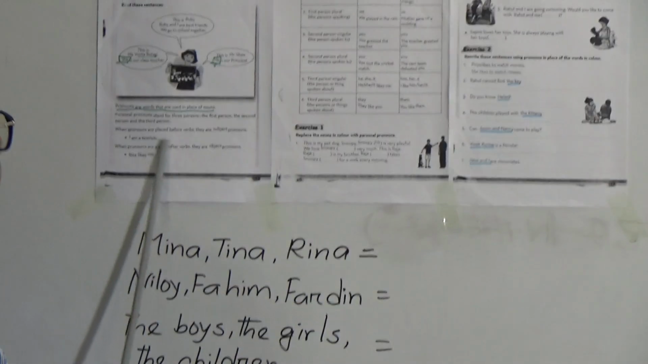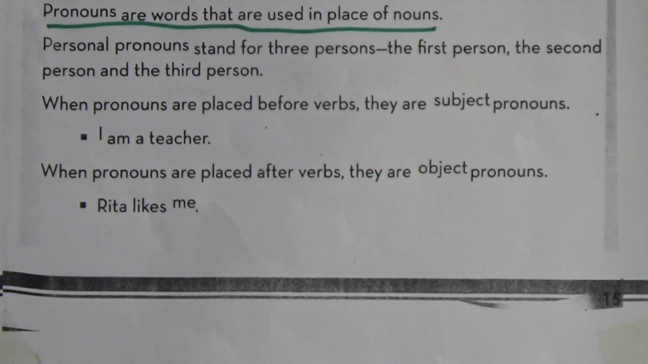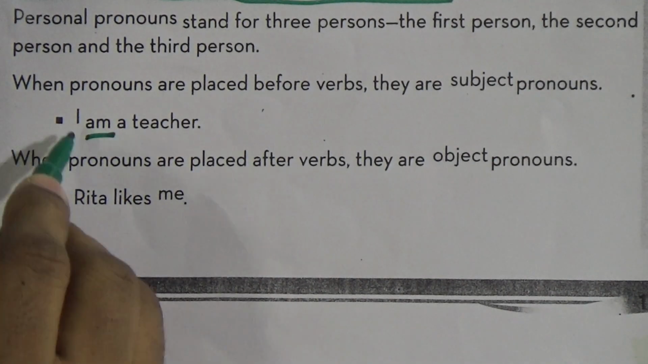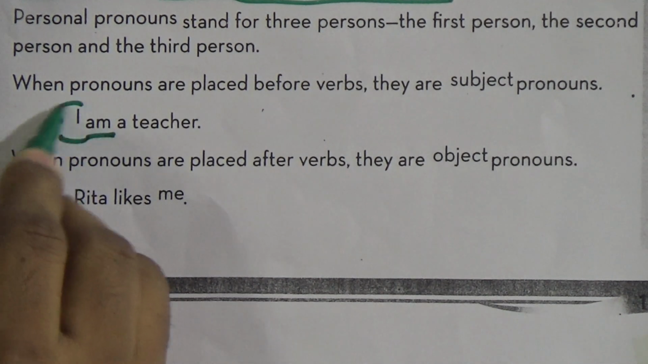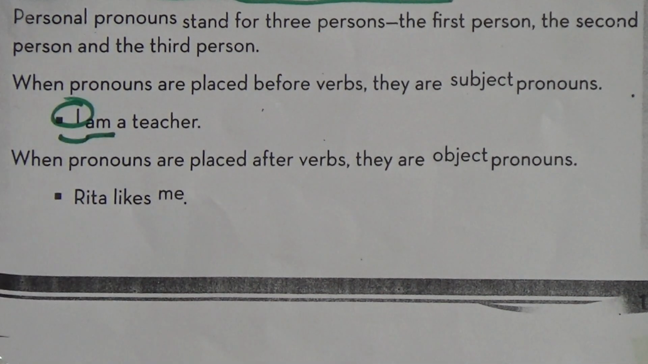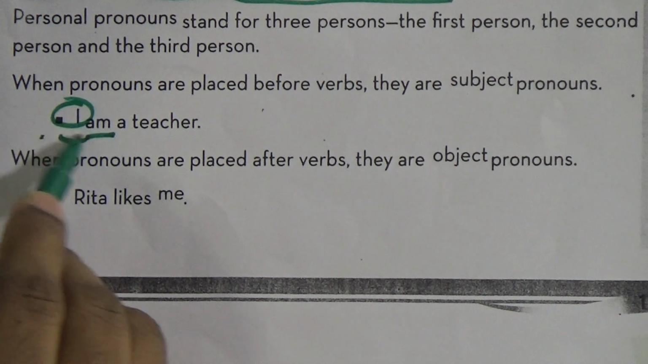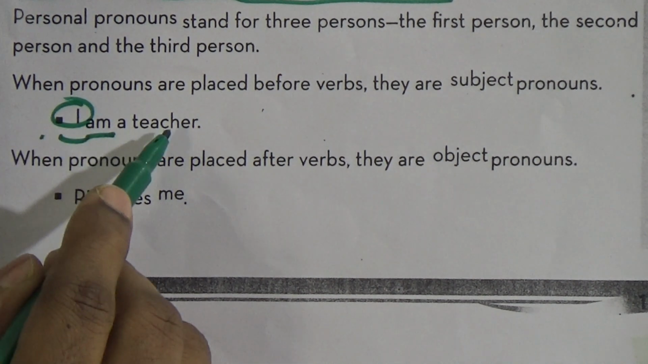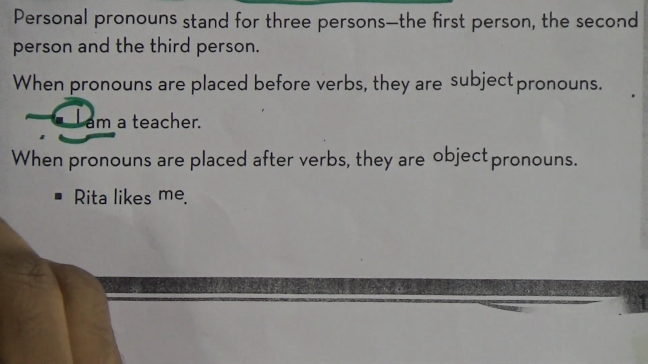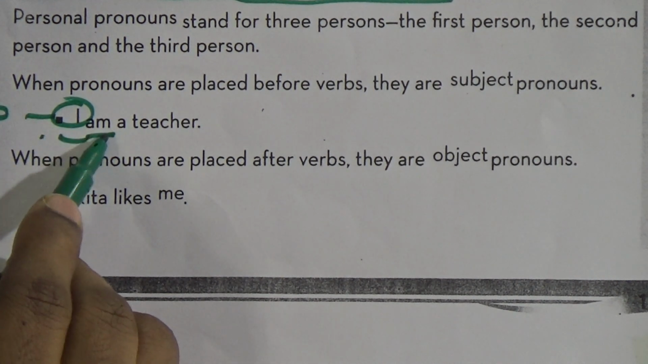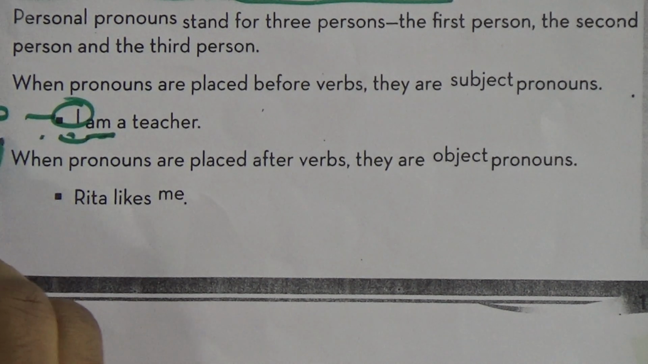So when pronouns are placed before verbs, they are subject pronouns. I am a teacher. Am is a verb. Before am, we are using I. I is a subject pronoun. I is a subject also. What is a subject? I am a teacher. This sentence is about I. I is the subject. And as I has been used before am, I also is the subject pronoun.